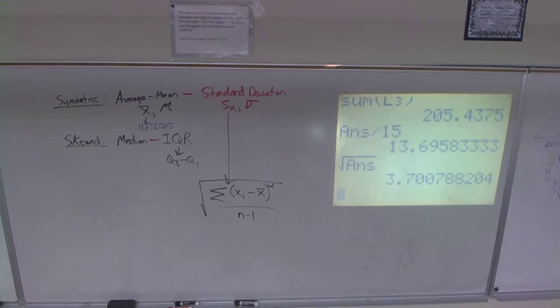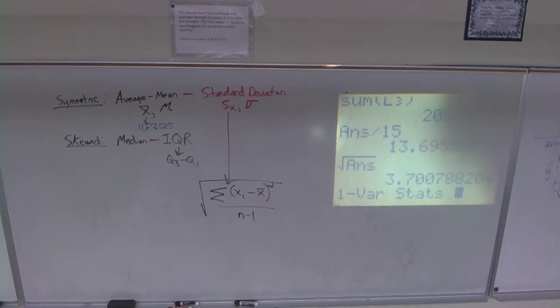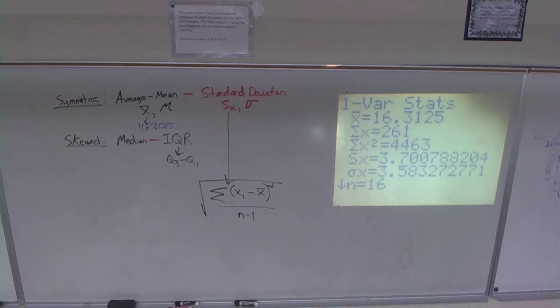3.700, is that what the calculator said a second ago? Let's go back and look. 3.700, if you run it the cheap way. There it is. So that's how it's computing that number.